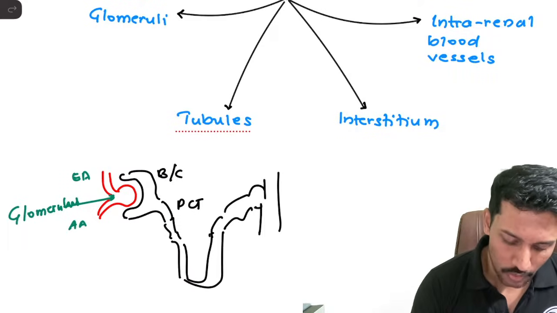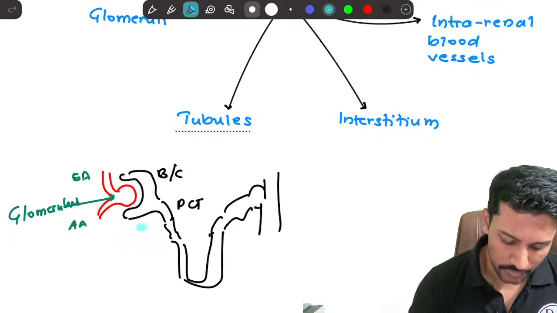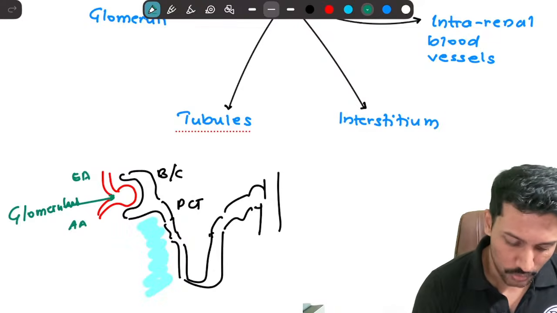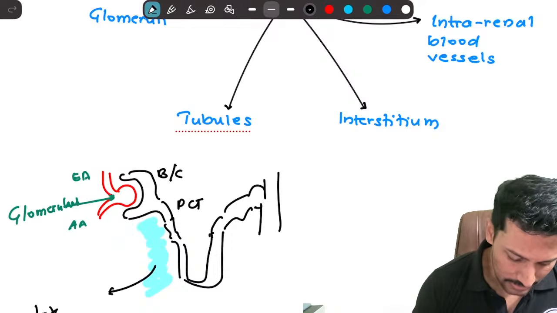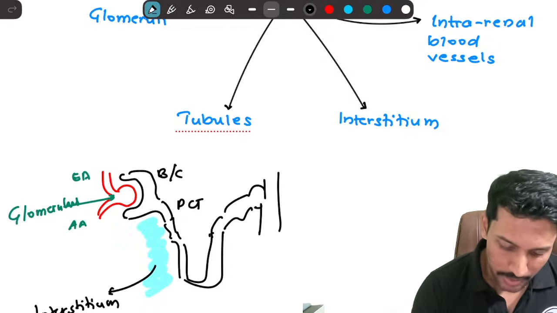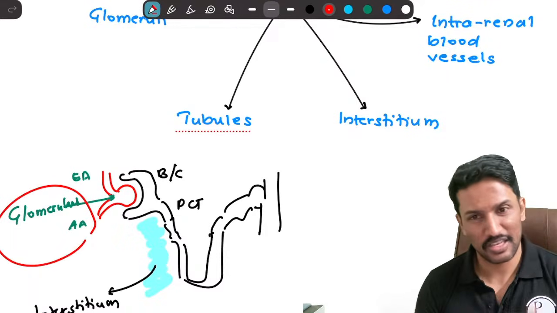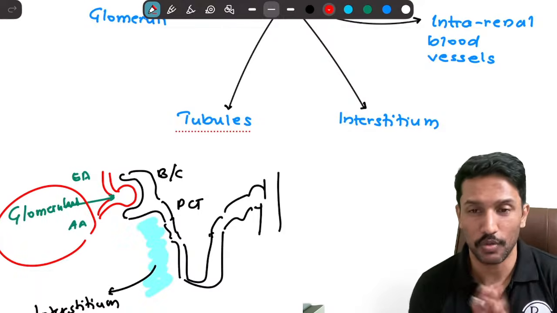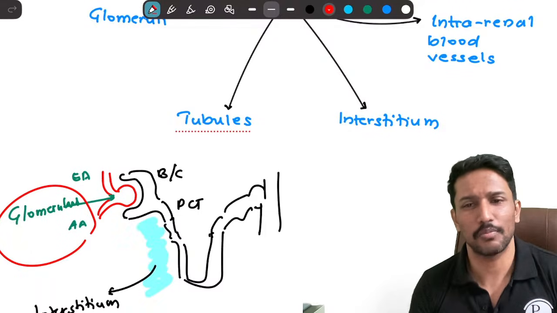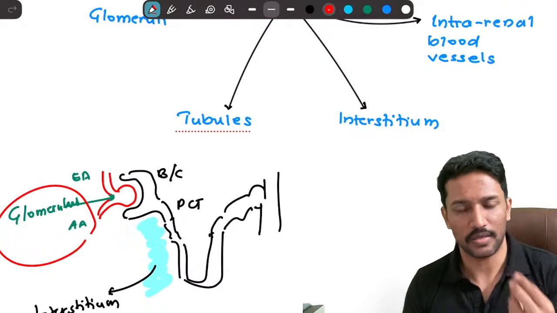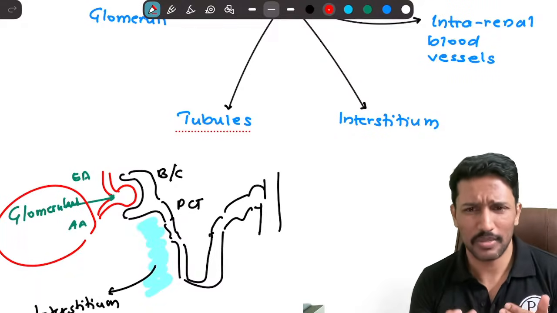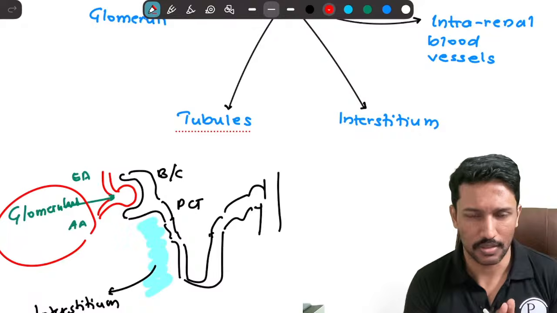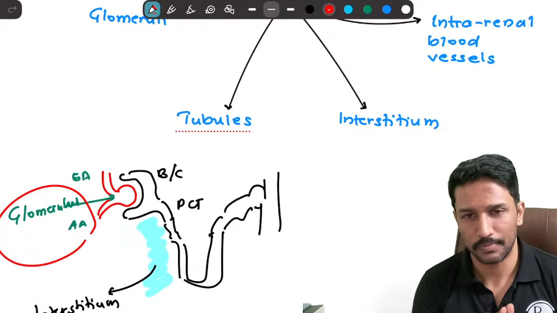And all of them are held together. The glomeruli and tubules are held together by connective tissue. This connective tissue, we will call it interstitium. So diseases may affect glomeruli. You are already familiar with which diseases affect the glomeruli. In fact, in their name only we will have chronic glomerulonephritis, post-streptococcal glomerulonephritis. So the name itself will generally have glomeruli mentioned. So those are glomerular disorders.